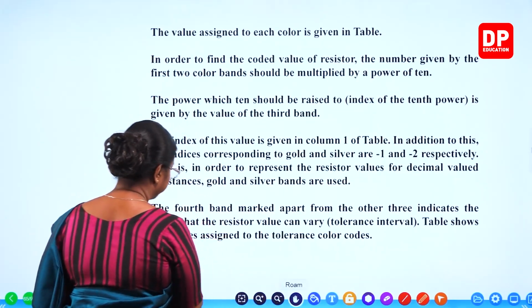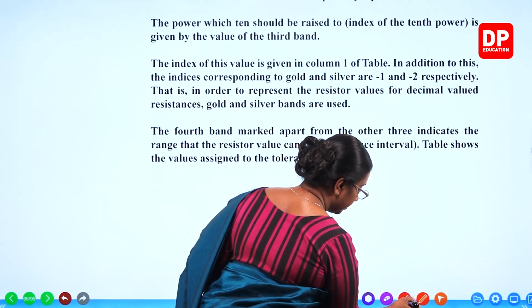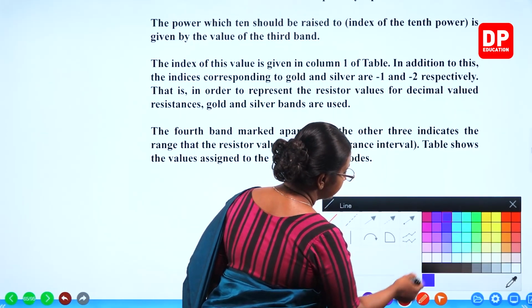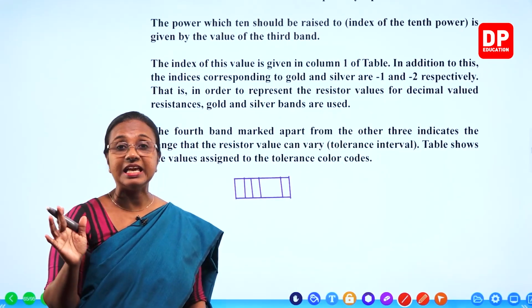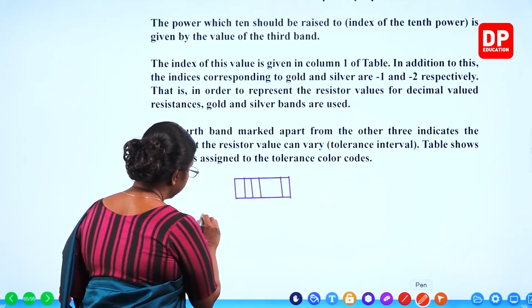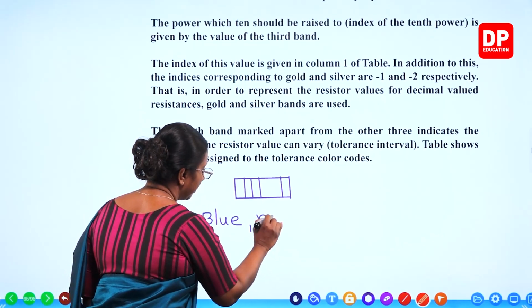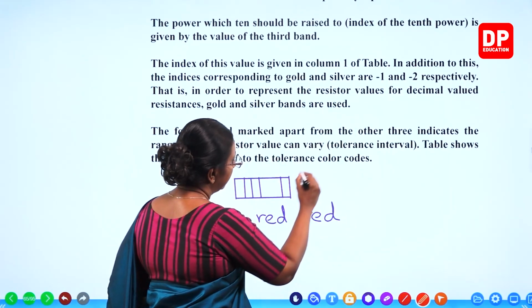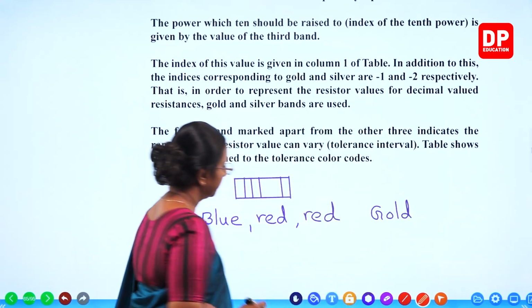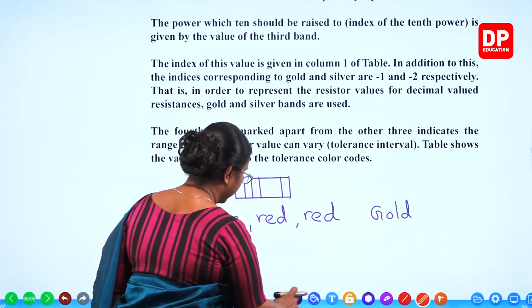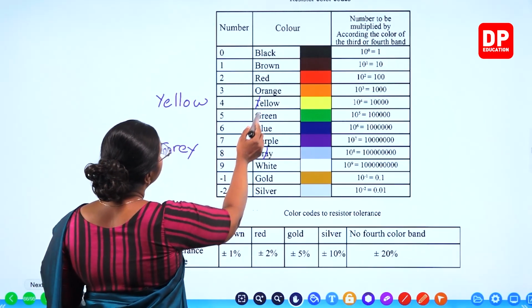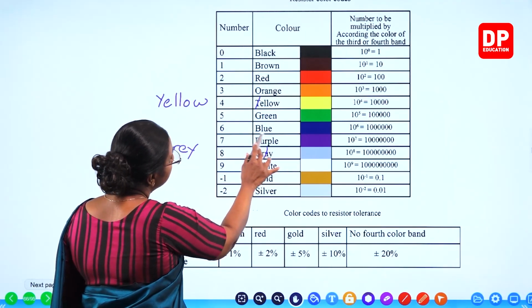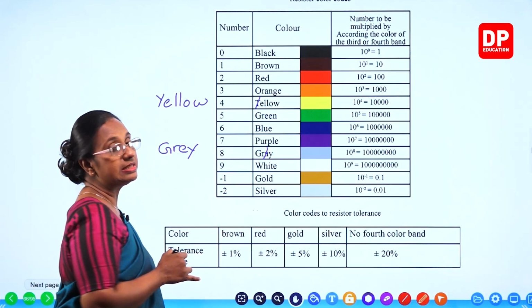So for example, let's say there is a resistor with 4 color bands. Now this is not to indicate the actual color. Now we will assume the colors to be blue, red, red, and then gold. 4 colors. So, first 3 colors. Now we will have to look at the table also. Now for blue, blue is the first slide. Here you can find the value. Blue is here. The number that corresponds to blue is 6.